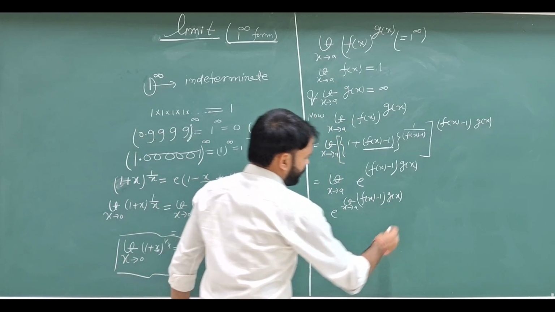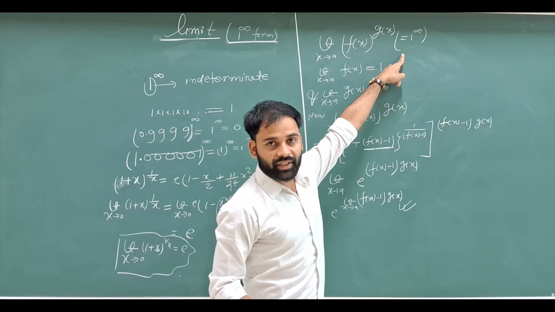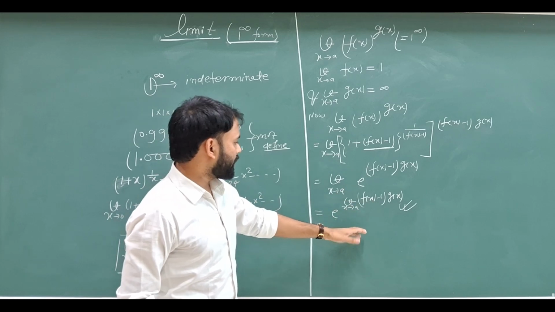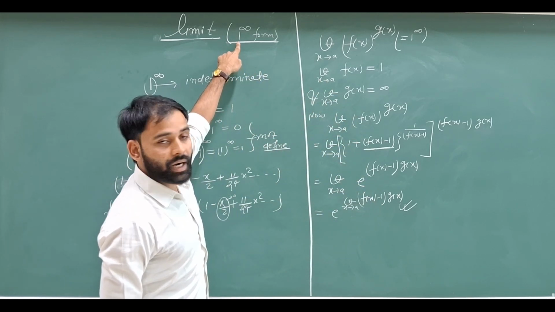ओके फाइन, दिस इज योर फार्मूला. जब भी आपकी लिमिट की फॉर्म 1 टू द पावर इन्फिनिटी हो, वी हैव टू अप्लाई दिस फार्मूला एंड वी सी हाउ टू कैलकुलेट using this formula limit which is indeterminate form 1 to the power infinity.